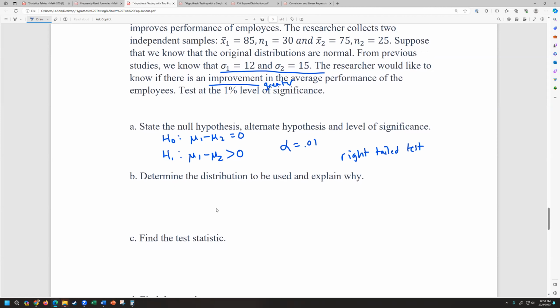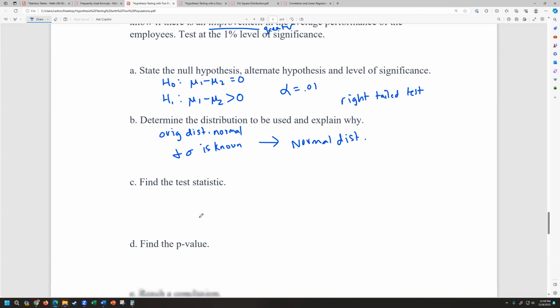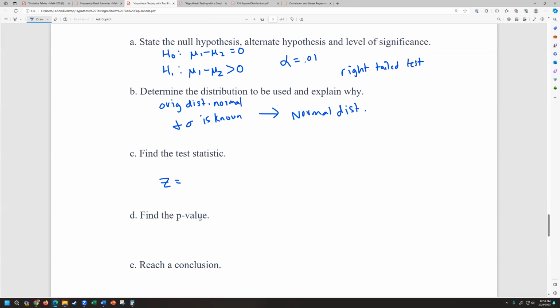Okay, distribution to be used. Well, they told us the original distributions are normal and sigma is known. So that means we can use the normal distribution. Our formula for our test statistic then would be a Z, and it is the sample mean 1 minus sample mean 2 all over the square root of sigma 1 squared over n1 plus sigma 2 squared over n2. Notice not much changes in the formula. It's really the table and noticing that this is a different type of standard deviation.